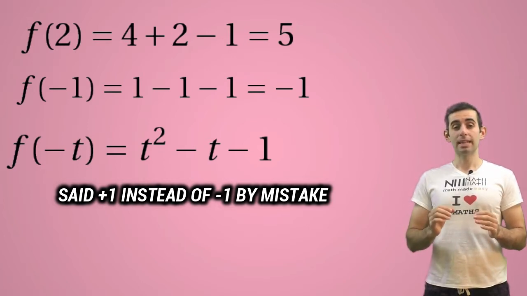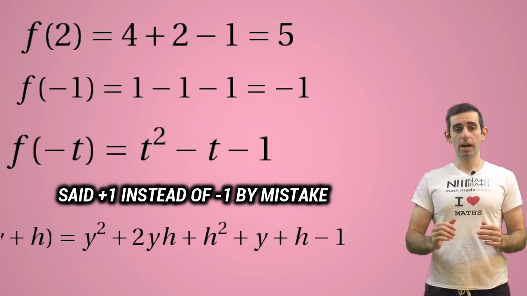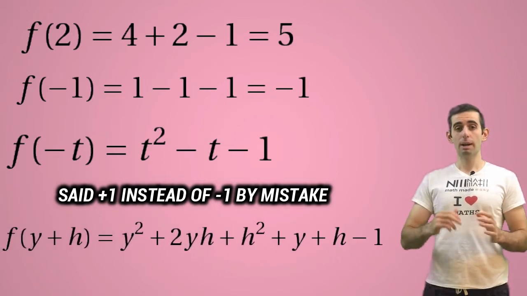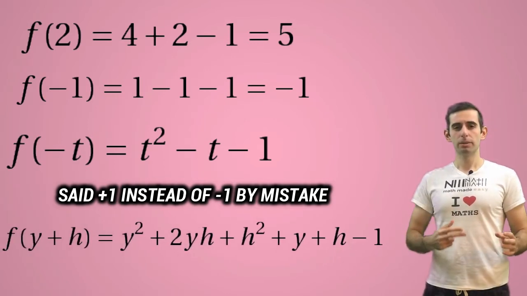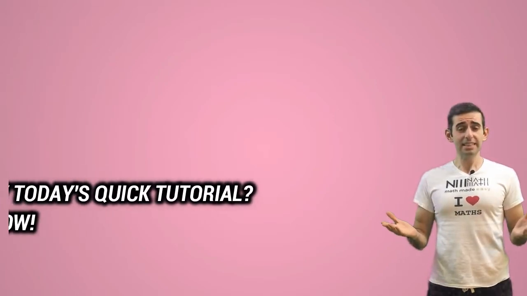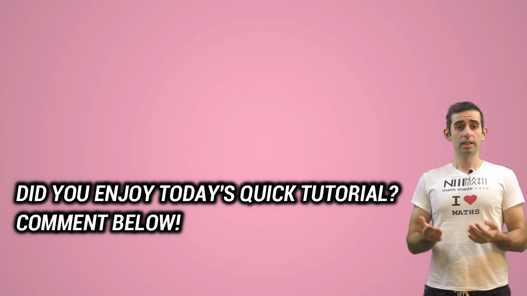And f of y plus h becomes y squared plus 2yh plus h squared plus y plus h plus 1, where we just used the perfect square rule for algebra brackets. So that's how easy it is to use function notation.